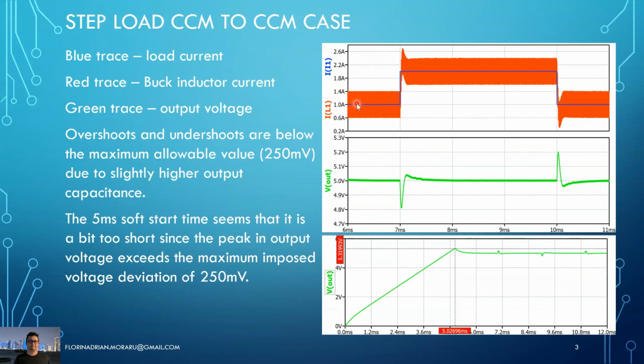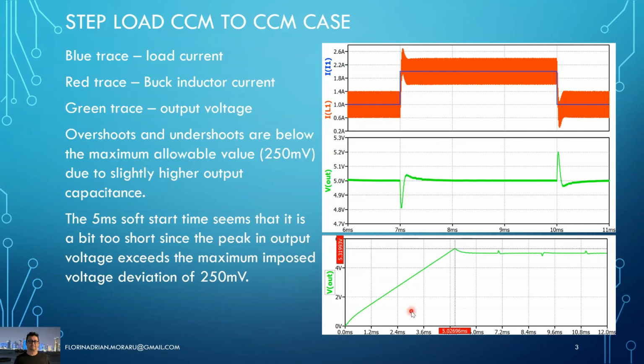So let's see how the simulation results look. You can see that in blue we have the current of the current source, which is replacing the load resistance. We have those very sharp edges, so it goes from 1 amp to 2 amps and back. In red we have the inductor current, and we see that it is centered around 1 amp for this time interval, and then it goes to an average current of 2 amps and then back to 1 amp.